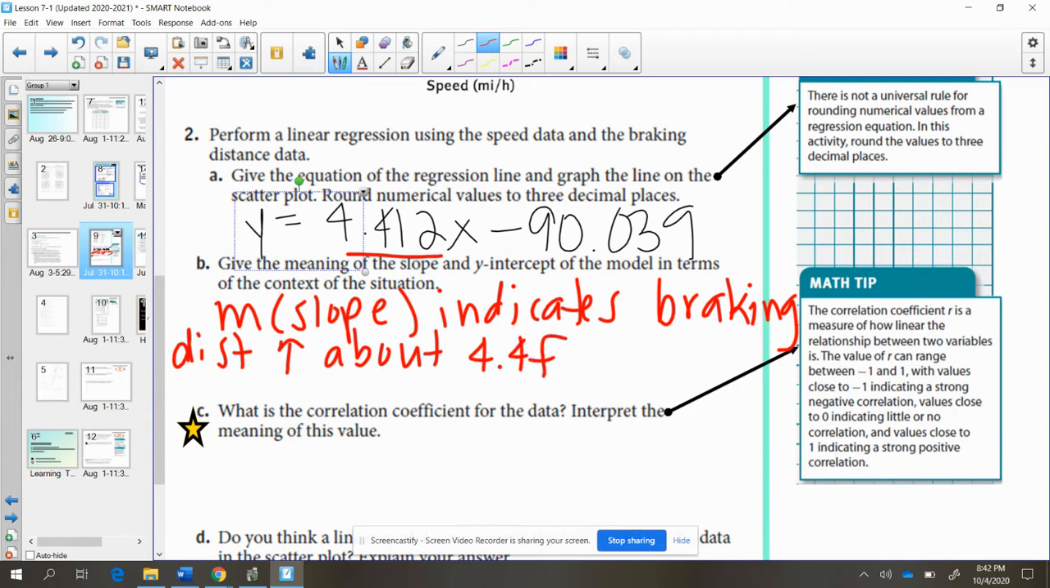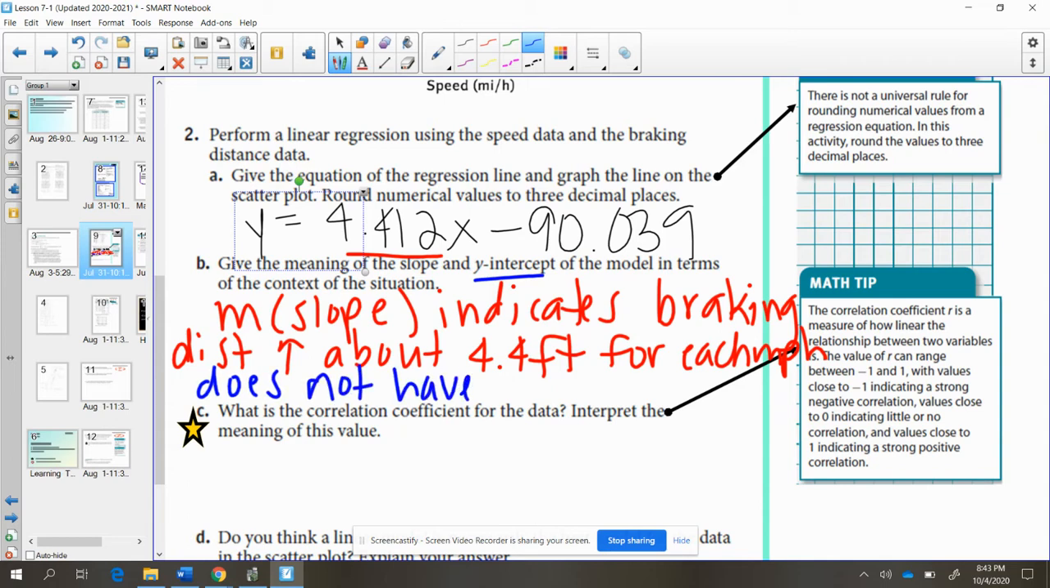For each 1 mile per hour. And we also see that the y-intercept doesn't really make a whole lot of sense in context, because if you're going 0 miles per hour, you don't need negative 90.039. So really our y-intercept does not have contextual meaning. It's not because of it being negative, but mathematically, that's what it came up with, okay?